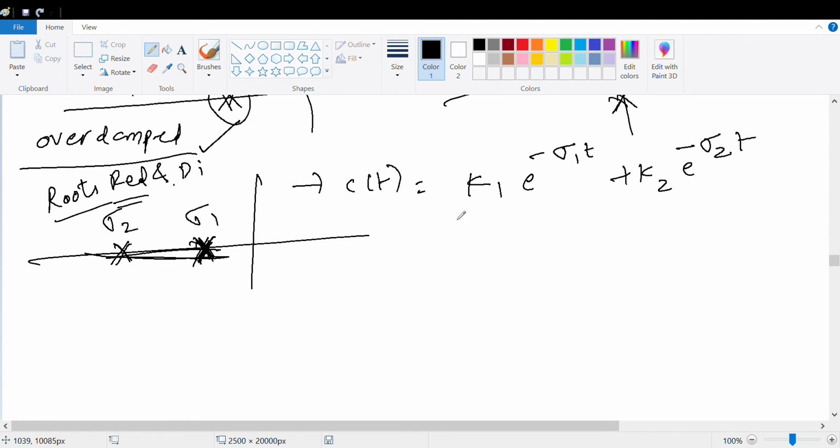For that, the general step response is c of t equal to k1 times exponential power minus sigma 1 t, where k1 is a constant, and k2 times exponential power minus sigma 2 t. So now, the critically damped system.